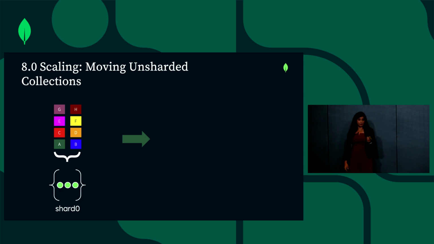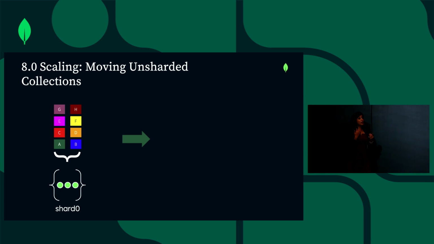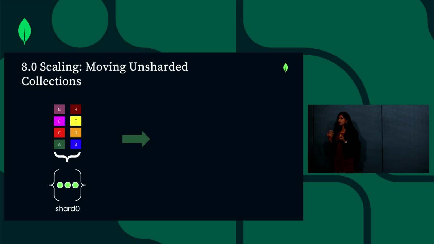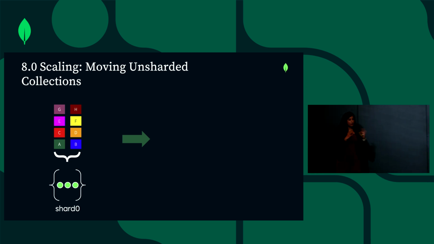Let's look at another example. Often shard 0 is going to be your primary shard. So there'll be a lot of unsharded collections on your machine. And in that case, you might say, hey, a few of these collections are growing a lot, but a few others are not growing as much, but they're all competing for resources on this one shard. So why don't I add another shard and move some of these collections to that shard?